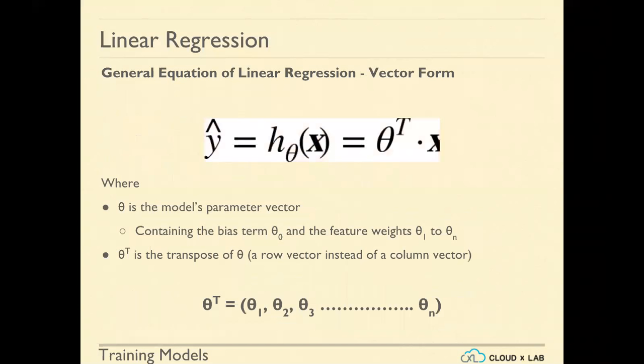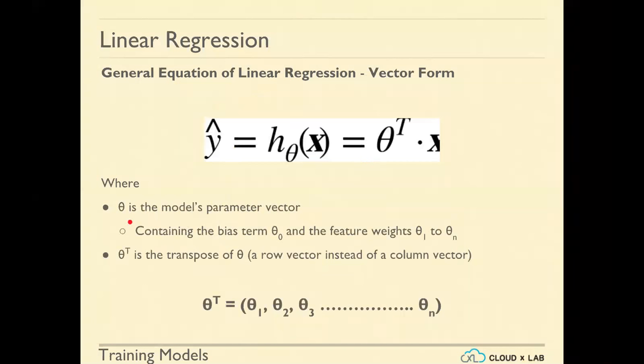So y hat equals hypothesis. Here we are putting theta as a subscript, meaning the hypothesis is a function of theta. This is for linear regression, and so h theta is basically for linear regression or regression. And here x is the input vector, the feature vector. So this is our general equation.